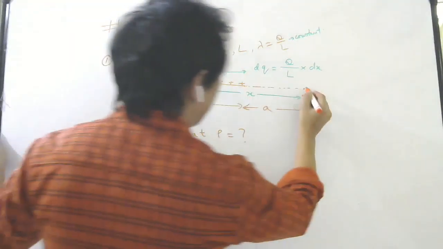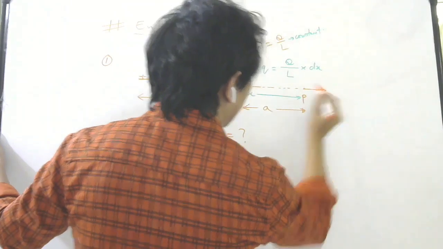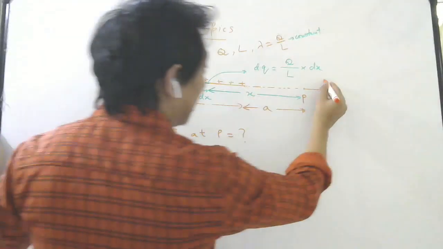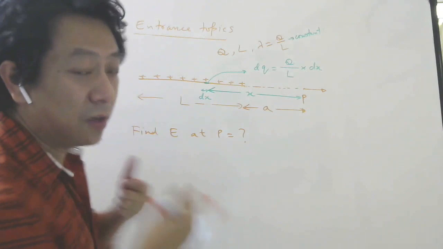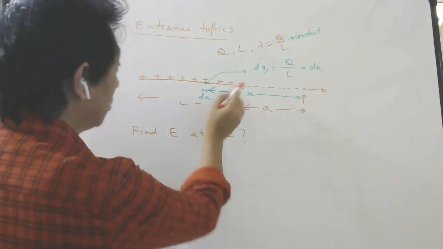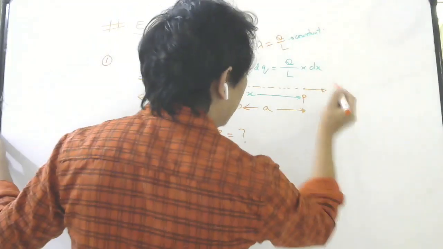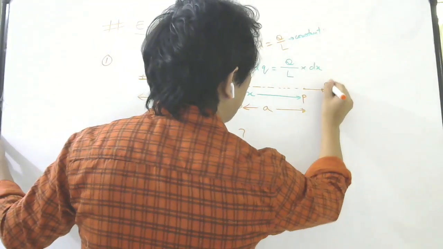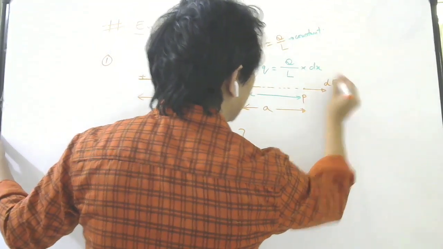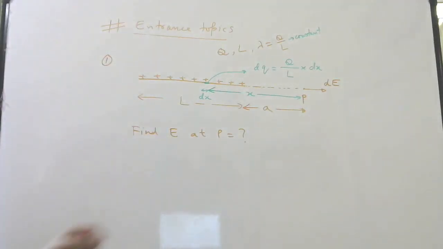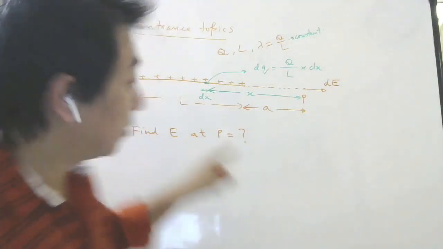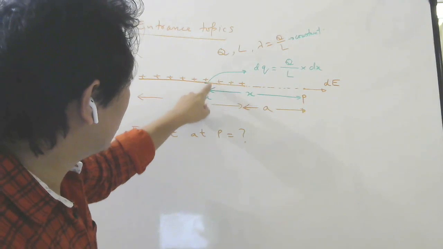Since it is positive, it will be away. And what symbol will I write? E, not E, because E I will use for the total electric field due to the whole charge. Since it is due to a small part, the electric field here will also be small. So how will we write dE? Right? So dE represents the small electric field produced by the charge in this small part.